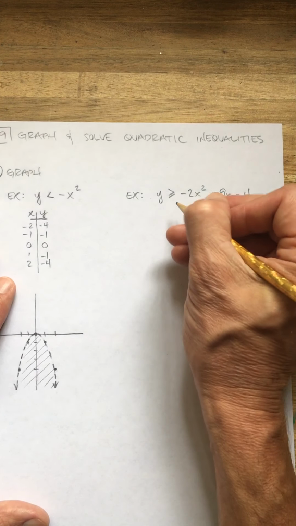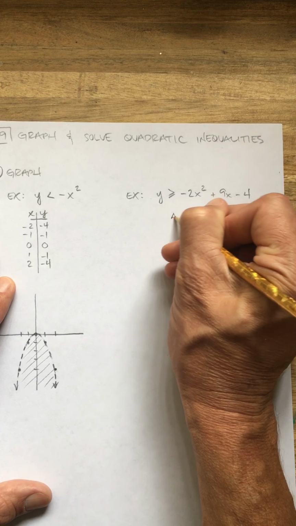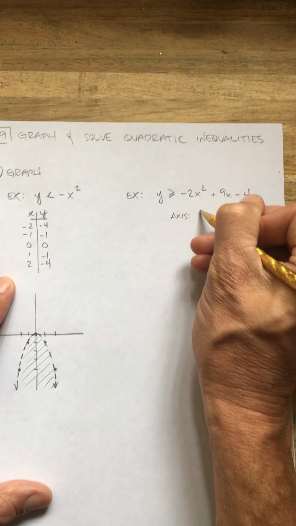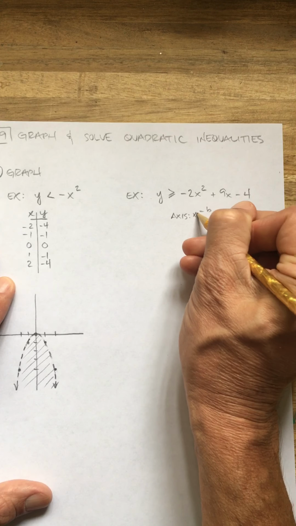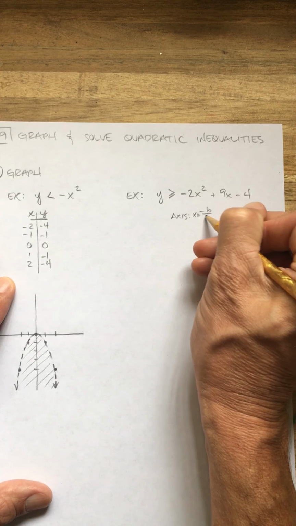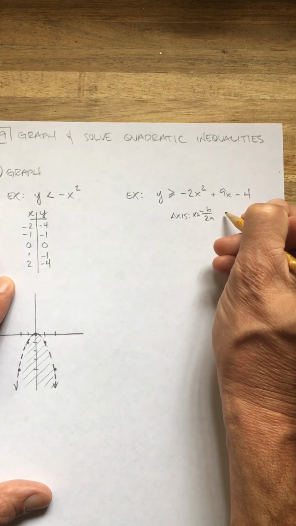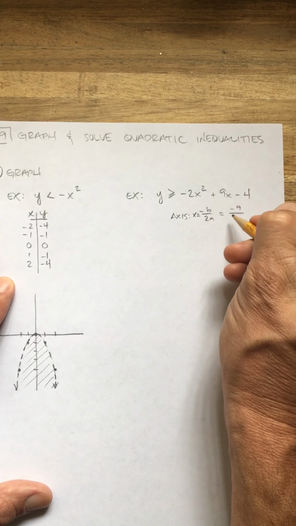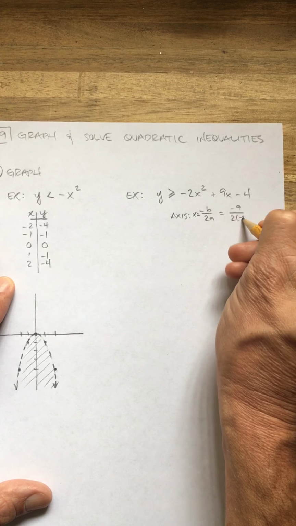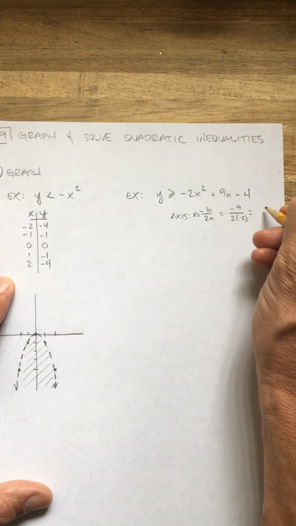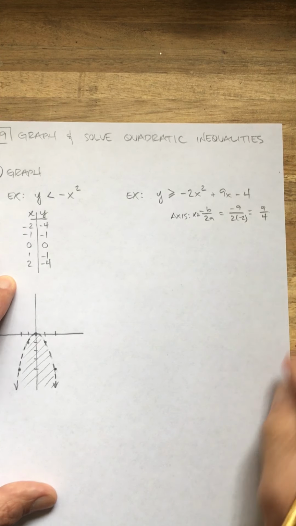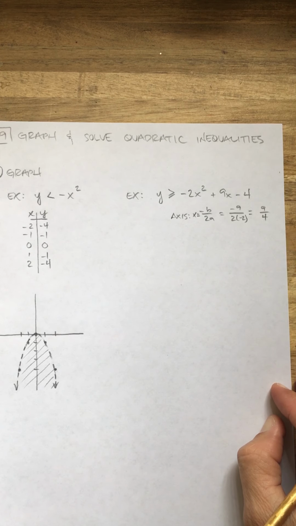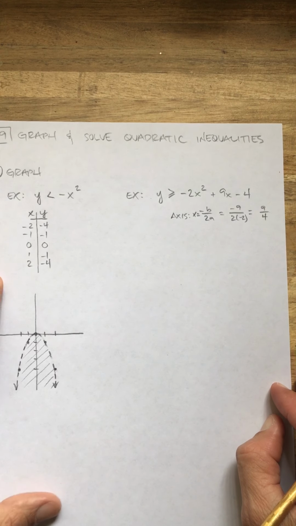So I'm just going to do what we used to do, the axis, okay? That's going to be x equals negative b over 2a, so x equals -9 over 2 times -2. So that's going to equal positive 9/4. Yuck. It doesn't matter. Don't worry, okay?